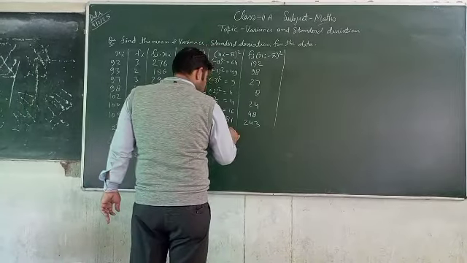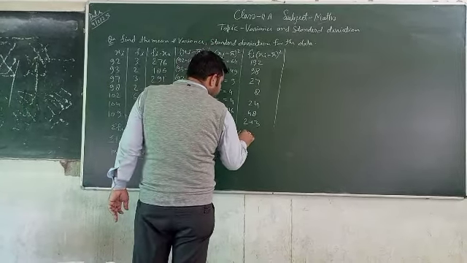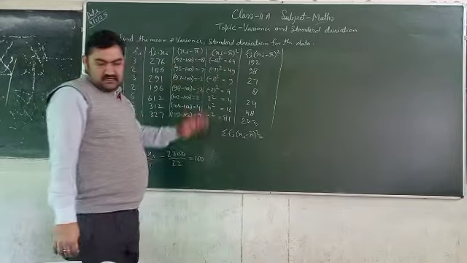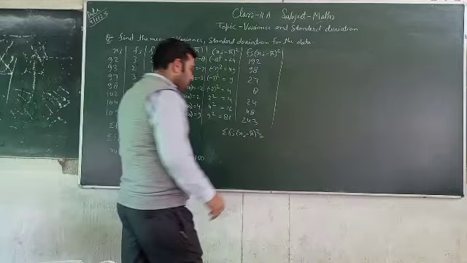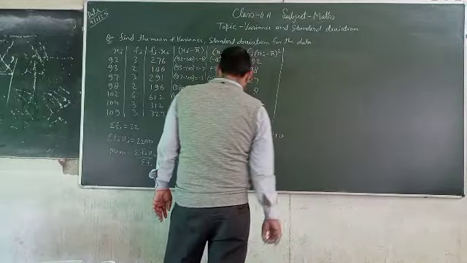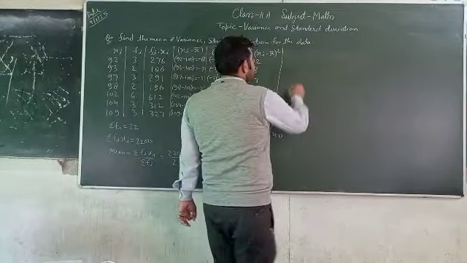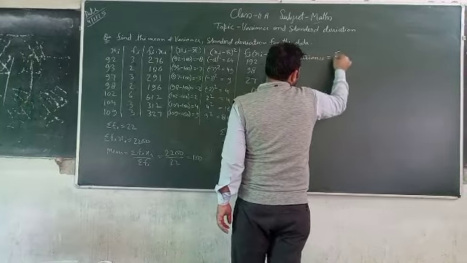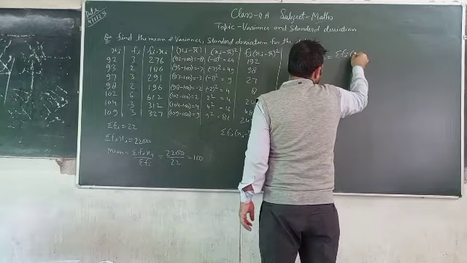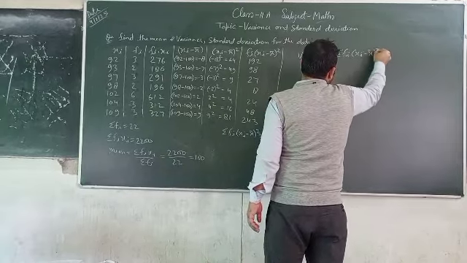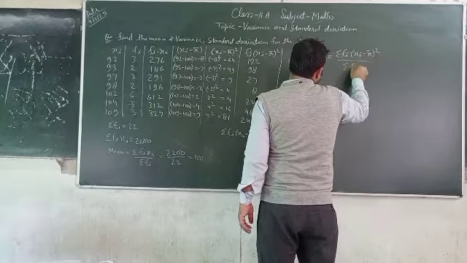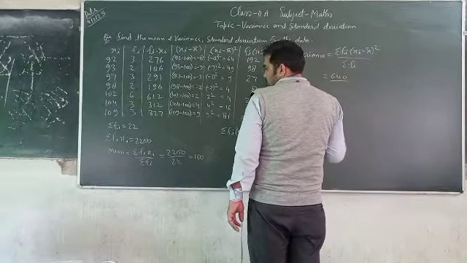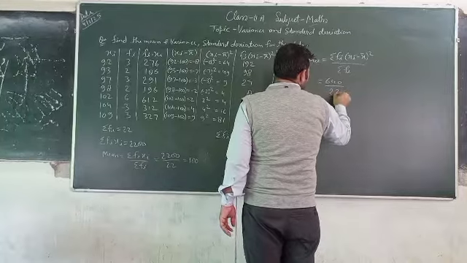Next, summation fi xi minus mean का whole square is equal to all the entries का sum निकालते हैं. This is 640. Now variance is equal to summation fi xi minus mean का whole square upon summation fi, and this is 640 upon summation fi है, that is 22.